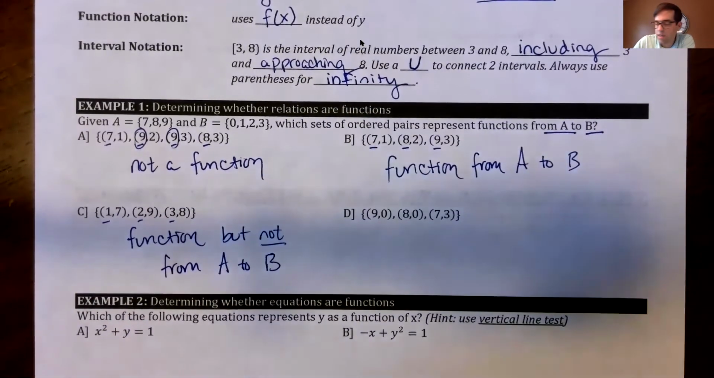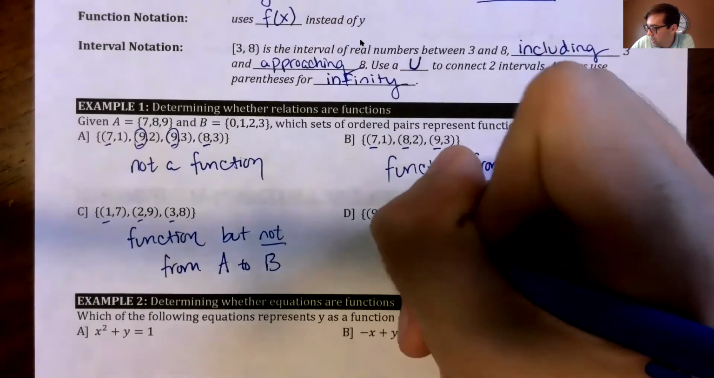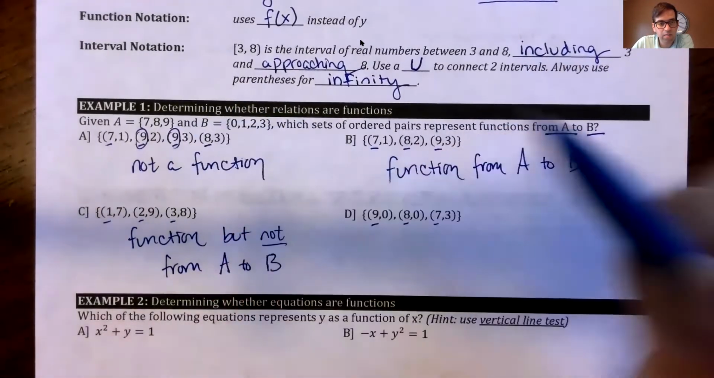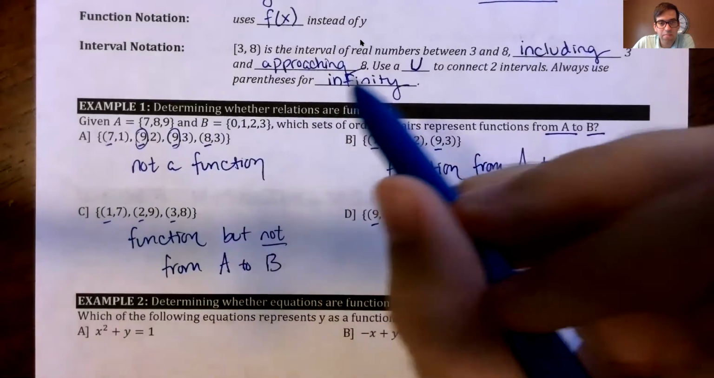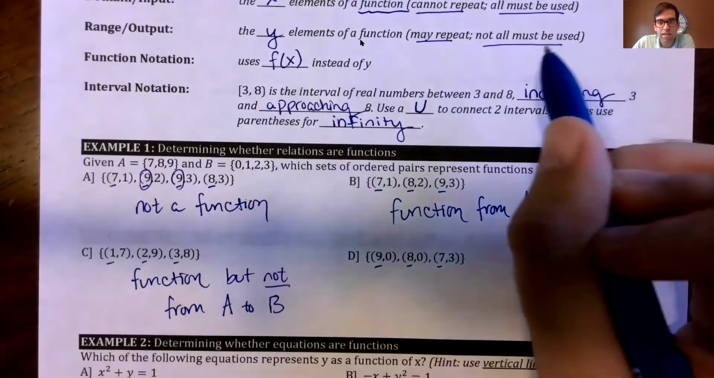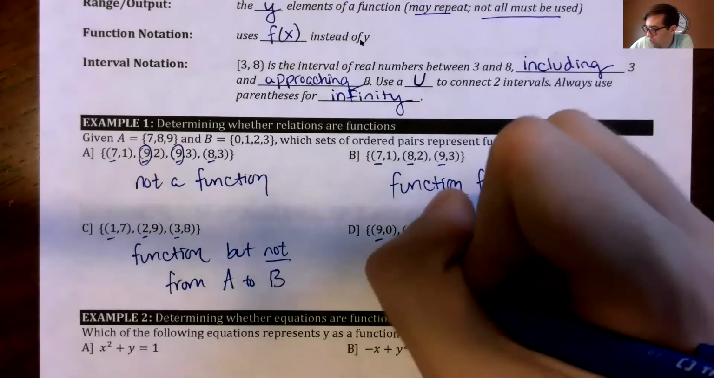And letter D, we have 7, 8, and 9. So we have every element from set A once, and all of the y values come from set B. They're allowed to repeat. They don't all need to be used. So this one does work.